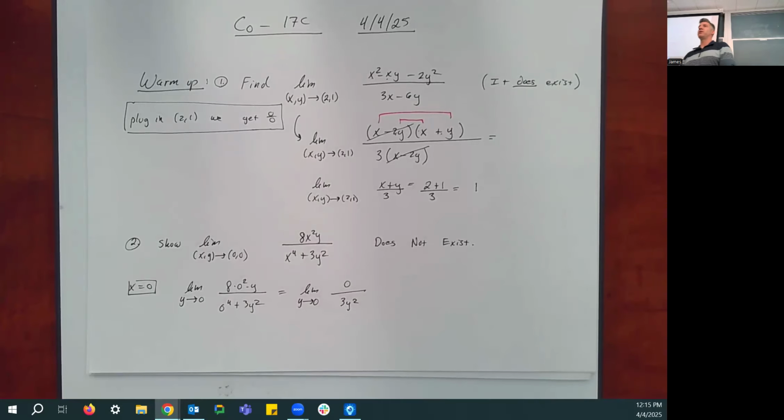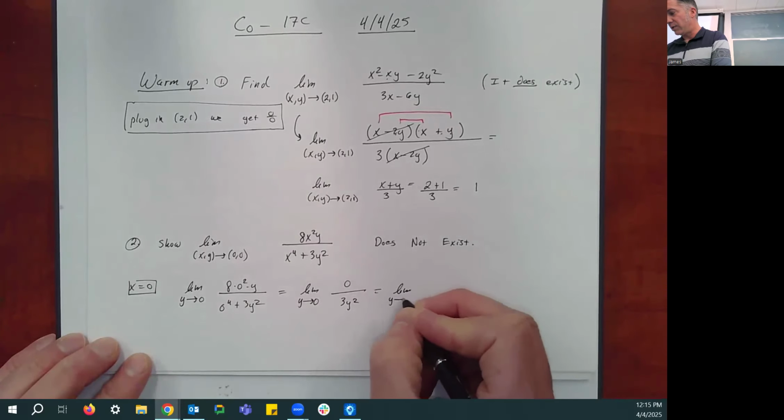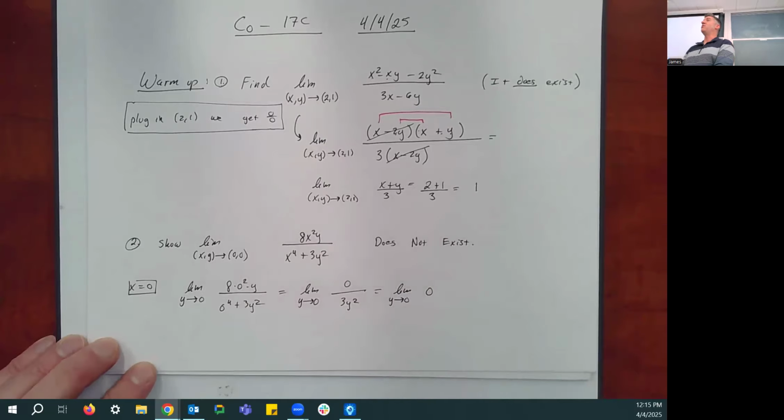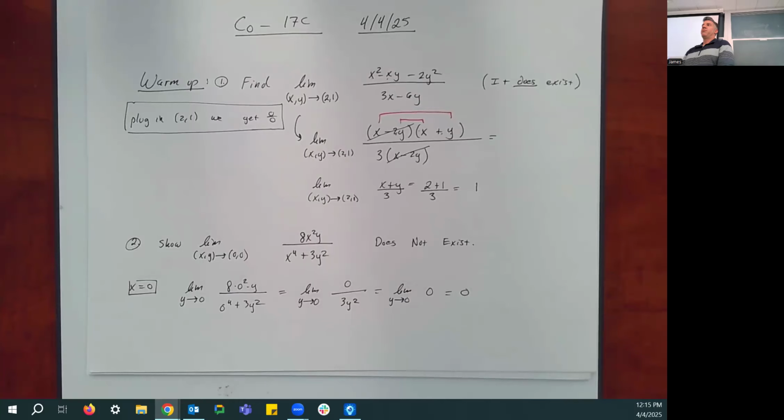0 divided by 0.00001 is still 0. So if you got a 0 over not 0 on the bottom, you're taking the limit as y approaches 0 of 0. And then you get to say the limit of a constant is just whatever that constant is, which in this case is 0. But now our job is to find a different path that doesn't result in 0. And that's where things get more challenging.